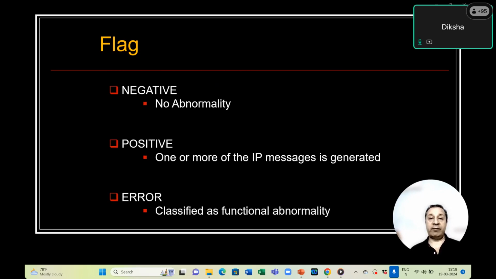So if you look at a flag from a hematology analyzer, it can either be a negative flag, which means that no abnormality has been detected by the hematology analyzer. It can be a positive flag, wherein one or more of the messages from the analyzer has been generated, and it can be a suspect flag or a definitive flag. And last but not the least, the most important one talks about error, wherein there has been some kind of functionality issue within the analyzer which one needs to be careful about in terms of flagging.